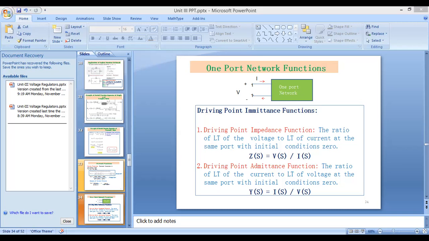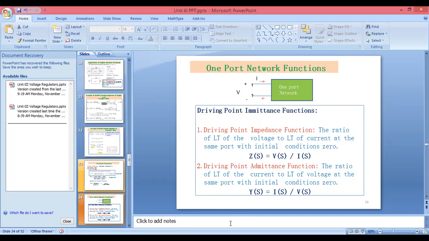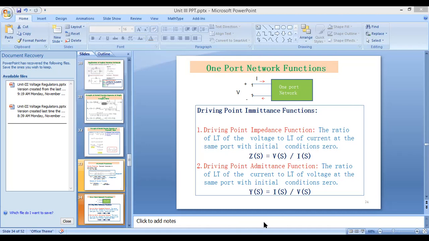Pranali, answer the question. Pranali? Yes, ma'am. What is meant by one port network? Ma'am, I can't hear you. What is meant by one port network? Okay. Pradnya, am I audible to you? You can answer now.